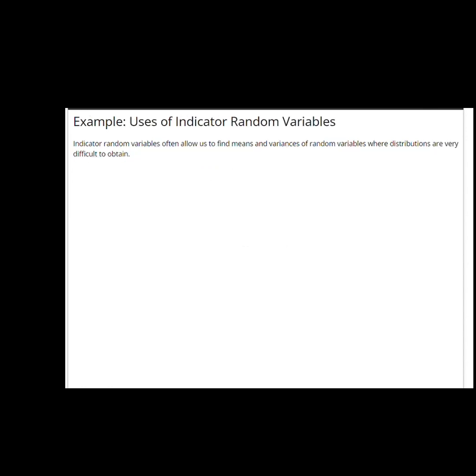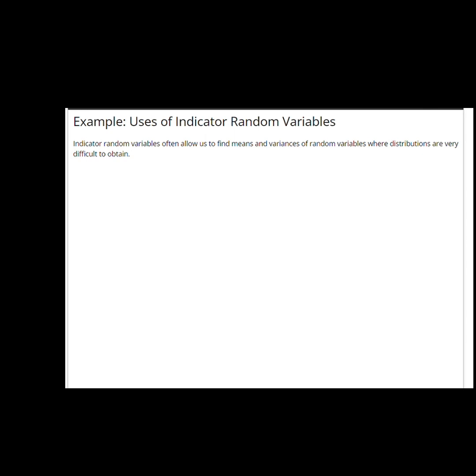Uses of indicator random variables. We often discover that indicator random variables allow us to find the means and variances of random variables when distributions for them are very difficult to obtain. On the surface, it seems hard to believe that we could get variances, for example, without knowing a distribution.